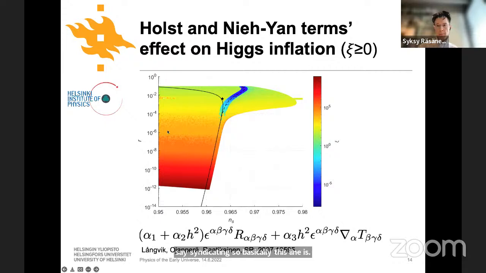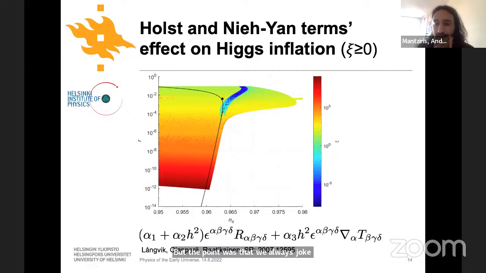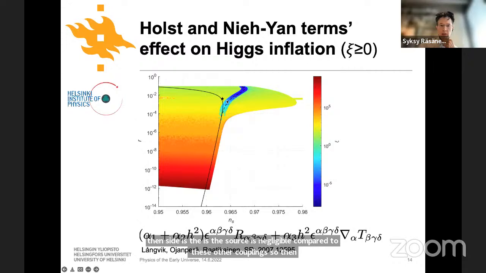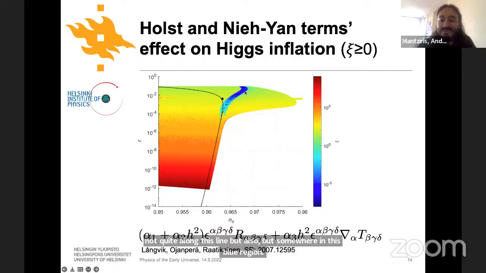But the point was that we always generate Xi, the non-minimal term, so with non-zero Xi, no? Yeah. So then the realistic version would be that Xi is negligible compared to these other couplings. So then you are not quite along this line, but somewhere in this blue region. Okay, I see. Okay, thanks very much.